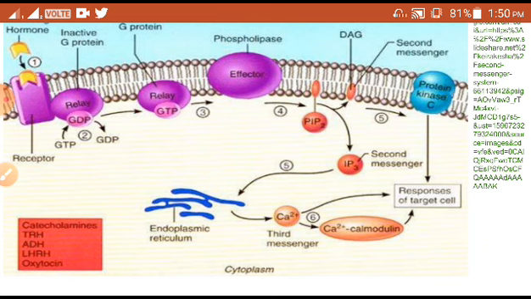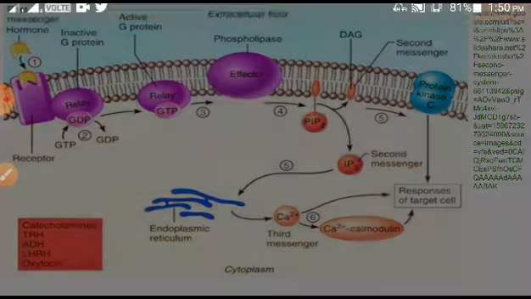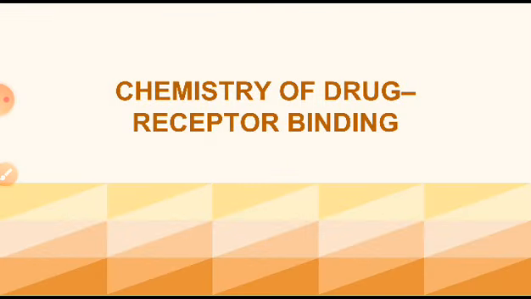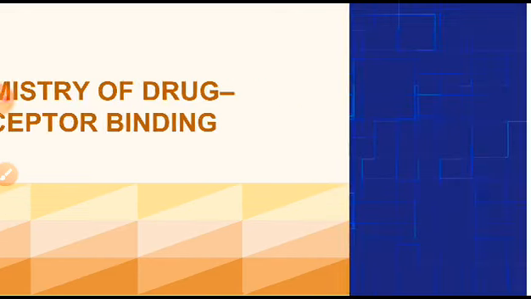Understood? So, this way the second messenger system works. These other things I will tell you in detail in coming slides. So, now you understood what the receptors and the second messenger system are. Now, we will see something about the chemistry of drug receptor binding.